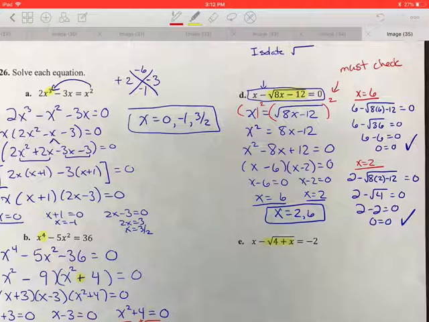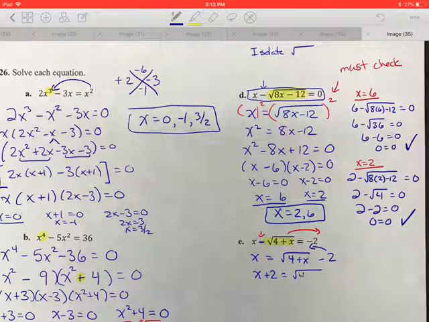Now I'm not a big fan of this negative sign, so I'm going to start by putting that square root on the other side. So that would be x equals a positive 4 plus x minus 2. So when I moved it, I changed that negative to a positive. But I don't particularly want this minus 2 over here, so I'm going to move it to the other side where it becomes x plus 2. So now I've isolated that square root.